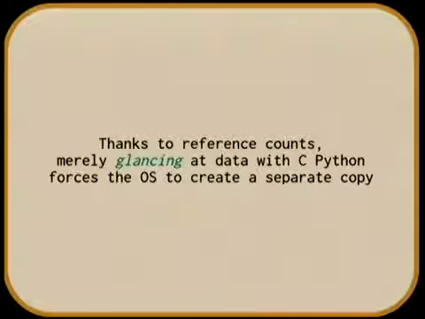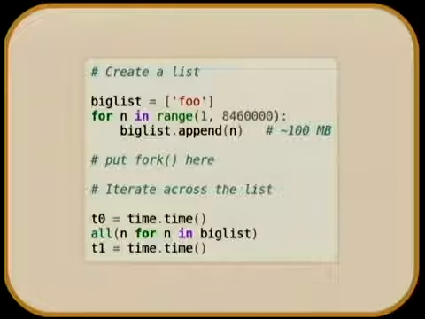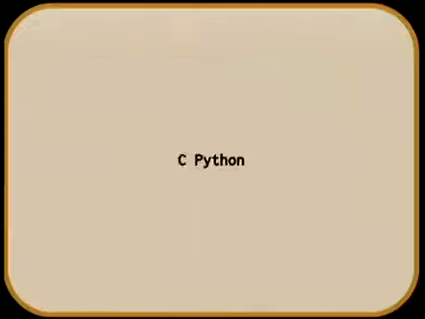But how does it work for Python? Terribly. Thanks to reference counts, merely glancing at data with CPython forces the OS to create a separate copy. Here I create a list. I'm about to do the same experiment with PyPy, so I throw a string in with all the integers so that it can't create an apples to oranges comparison by doing an integer list behind my back. The idea is we create a huge data structure, fork into two processes, and then I just ask parent and child to read that list, not changing it, just reading over it.